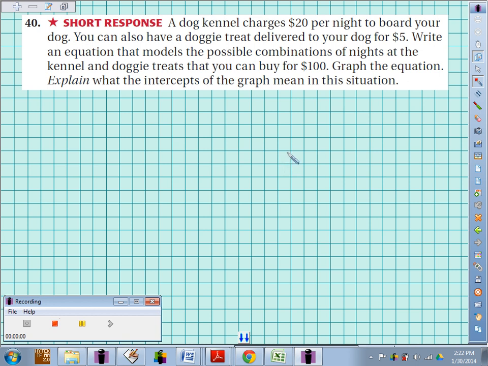Number 40, a dog kennel charges $20 per night to board your dog. You can also have a doggy treat delivered to your dog for $5. Write an equation that models the possible combinations of nights at the kennel and doggy treats that you can buy for $100 total. Let's talk about nights first.